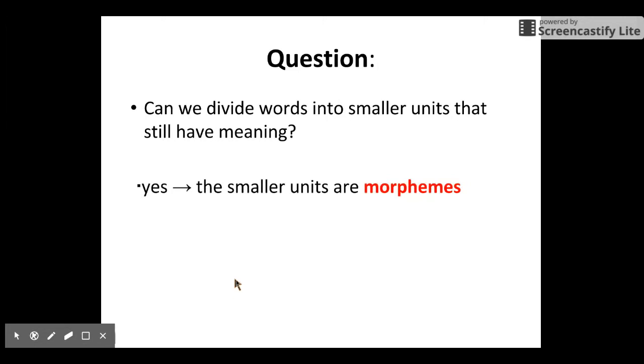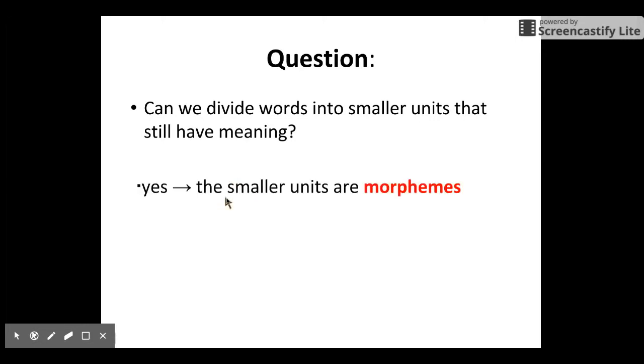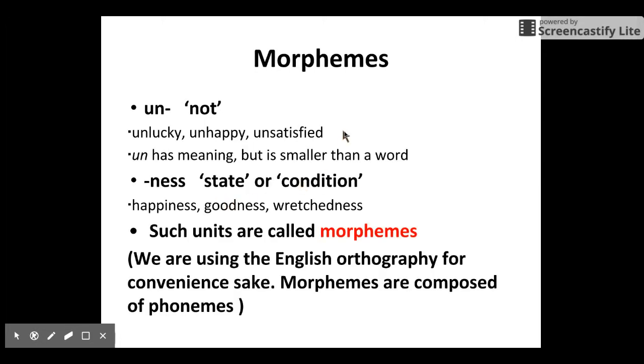So the smaller units are called morphemes. Okay, so back to the example of comfortable, we have two morphemes in this word. Comfort is the first morpheme, and able is another morpheme. Let's look at these examples. Un is another common morpheme in English, right? We have unlucky, unhappy, unsatisfied. Un has meaning and is smaller than a word, right?